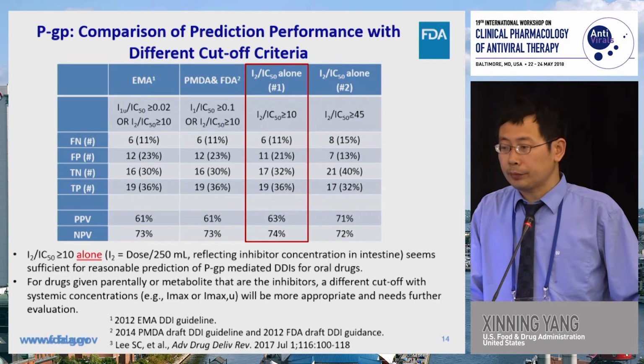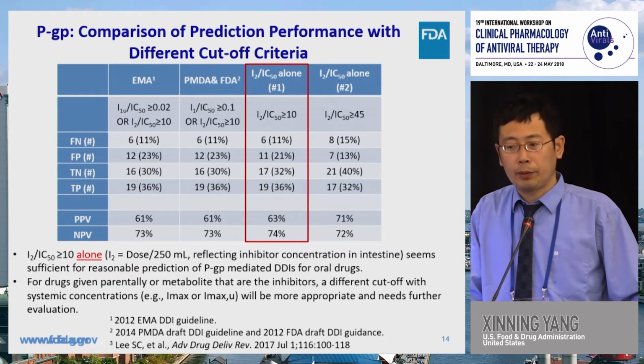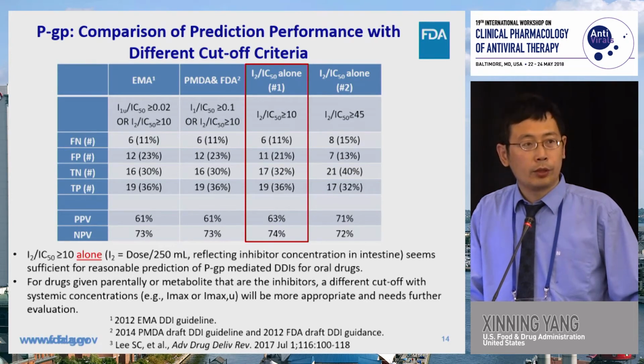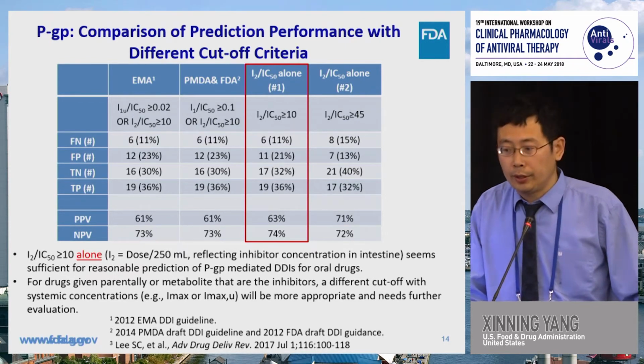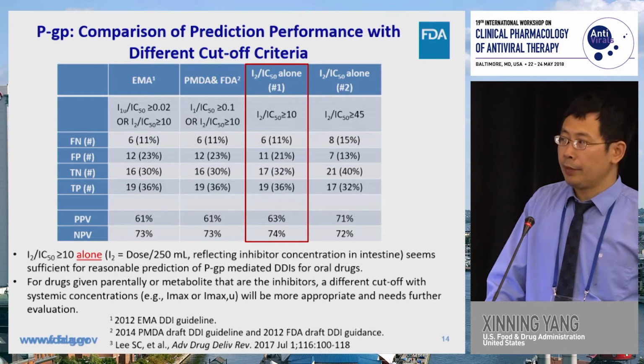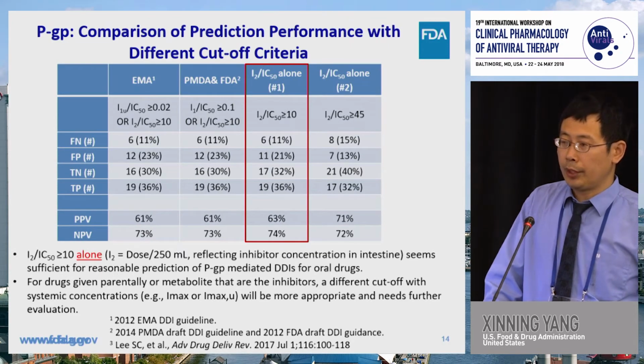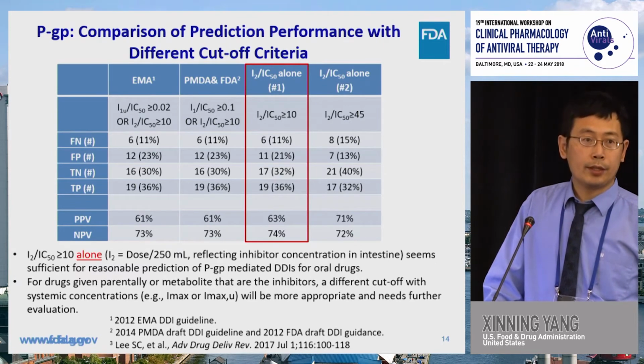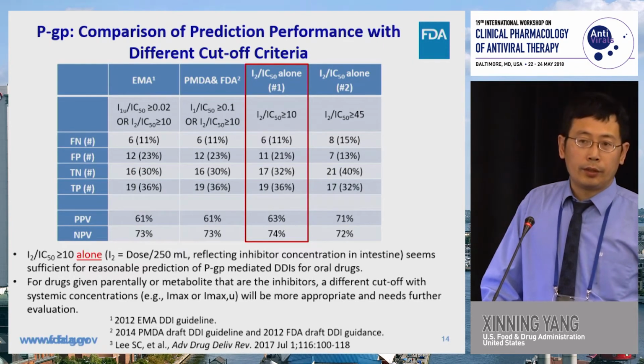And they found that using the I2 alone, that's mainly about the intestinal PGP-mediated interaction, the performance, false negative and false positive, are quite similar to the other criteria. So that's the basis why we simplified the criteria. For the drugs which are given by IV, or where the inhibiting moiety is the metabolite, this is not really applicable because I2 is the gut concentration, and in those cases, the inhibition actually happens at the systemic level. So for those, we still need to further evaluate the data to define the optimal criteria.